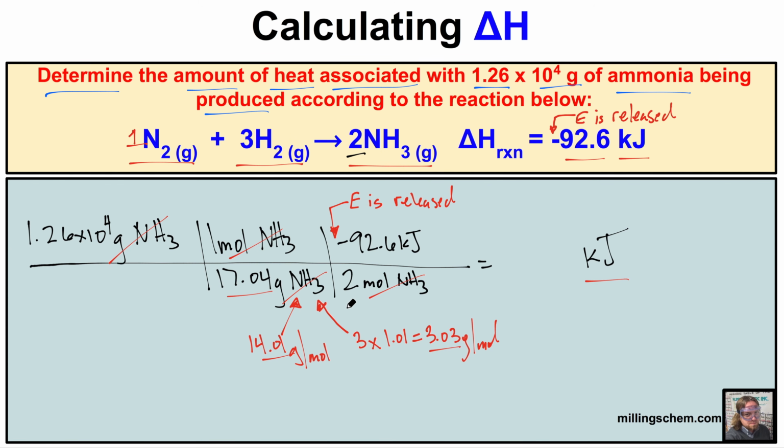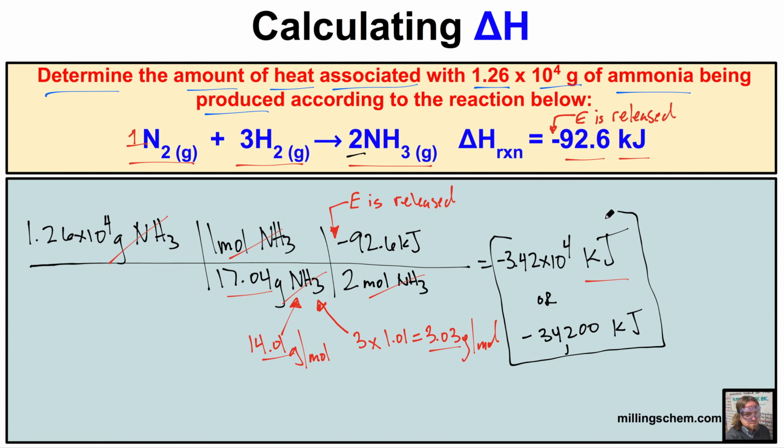And this should leave us with an answer of negative 3.42 times 10 to the fourth kilojoules, which is the same thing as negative 34,200 kilojoules of energy that is going to be released by this chemical reaction, provided we have 1.26 times 10 to the fourth grams of ammonia being produced.